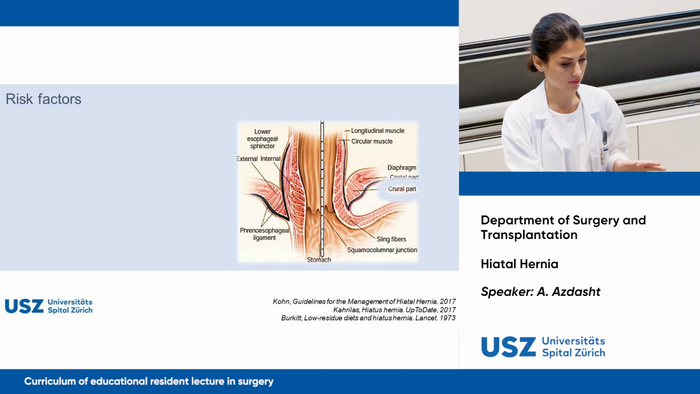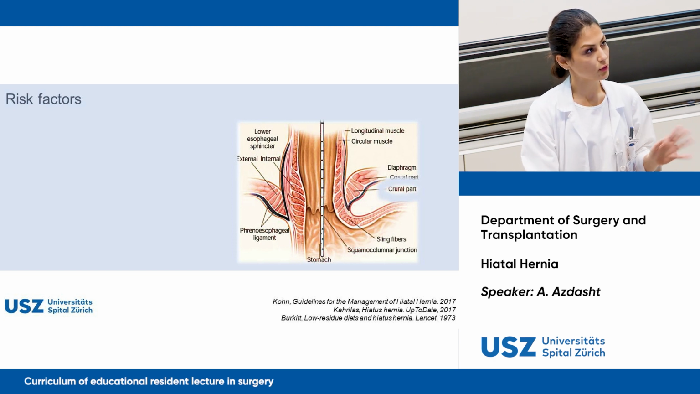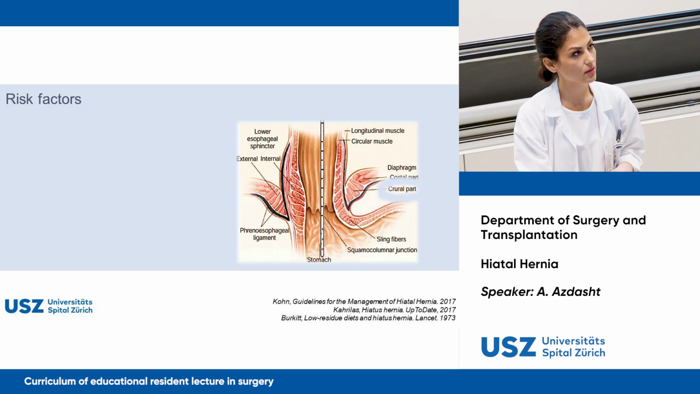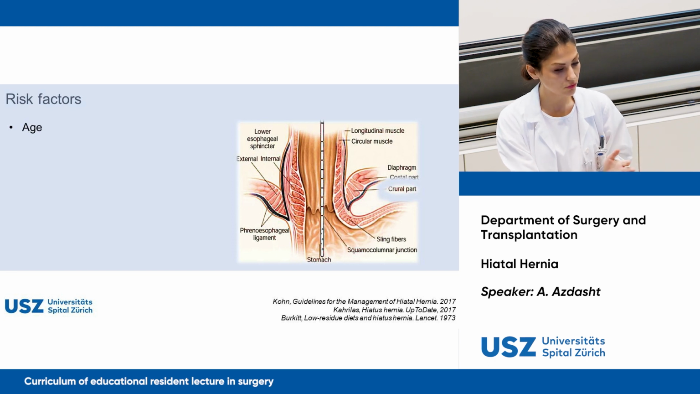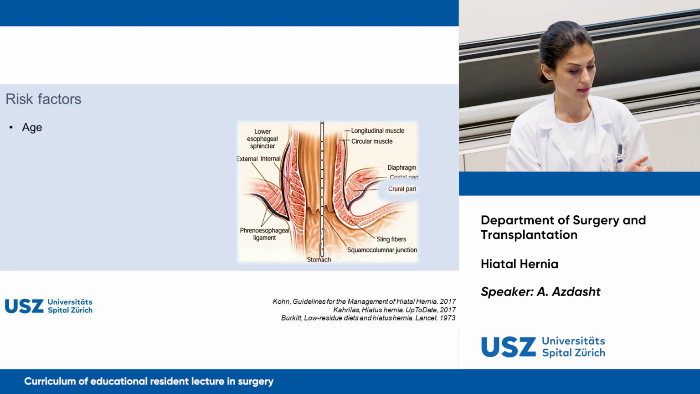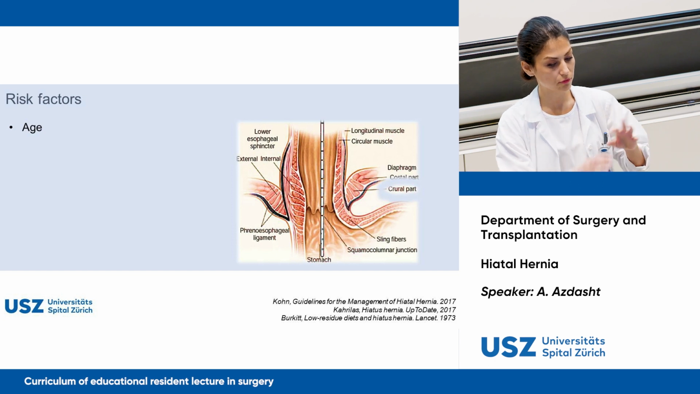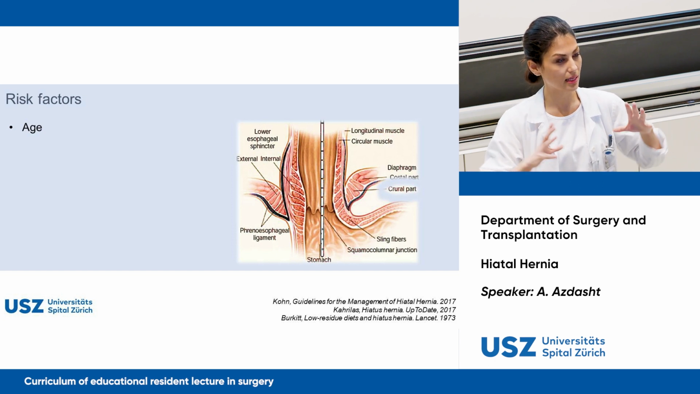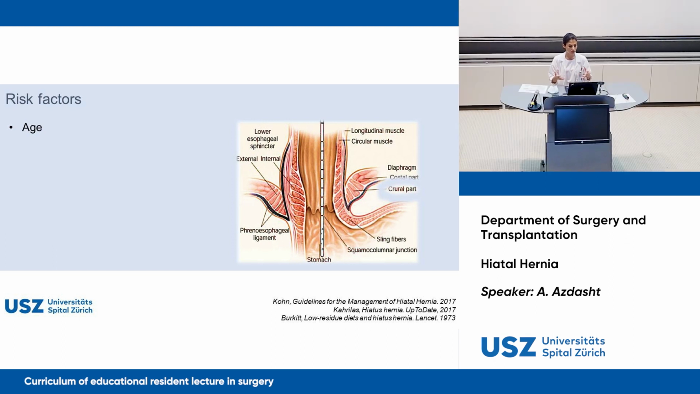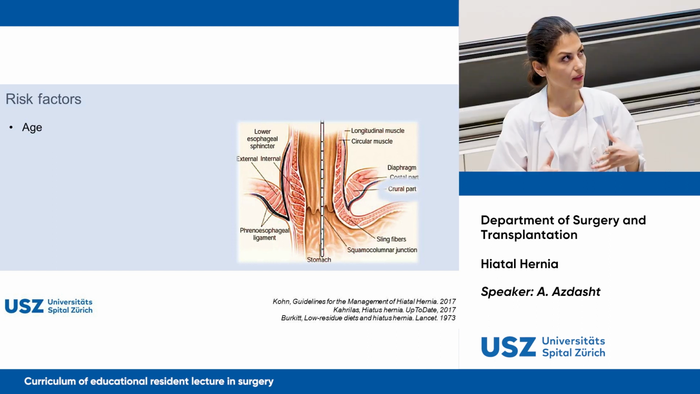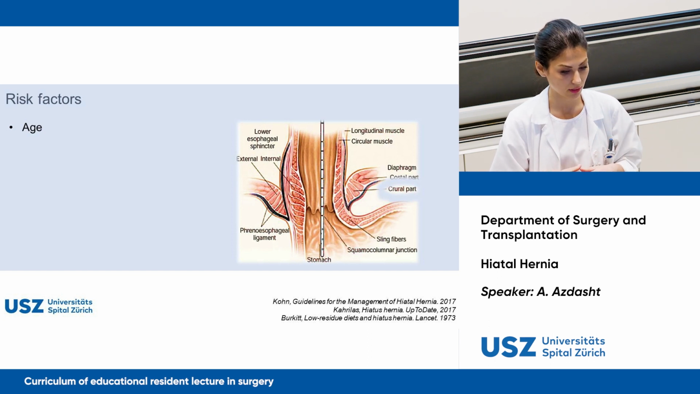Okay, so let's talk about the risk factors. Do you know maybe 1 or 2 risk factors? Age would be one? Exactly. So age is a risk factor for developing a hiatal hernia. And this is because we have a phrenico-esophageal ligament that actually stabilizes the cardia. And with advanced age, it can lead to weakening of this phrenico-esophageal ligament and causes less stability of the cardia and also less independent movement of the esophagus and the diaphragm while eating and breathing.